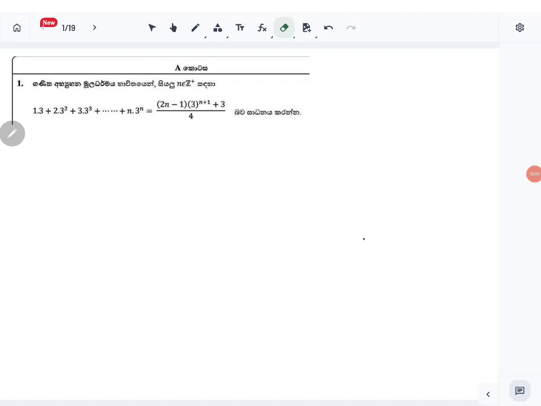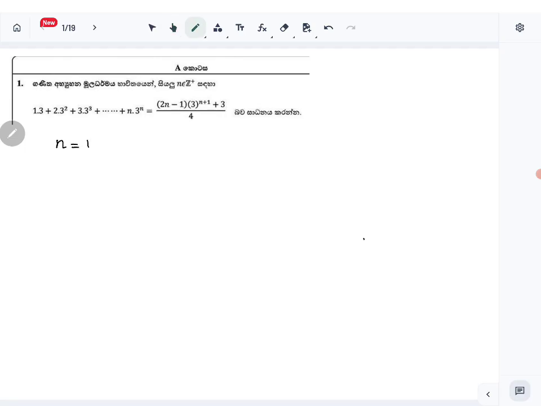Let's look at the first problem in the pure mathematics paper. Right. So this is the induction problem. So we have to prove that this statement is true by induction. So let's do the first step.